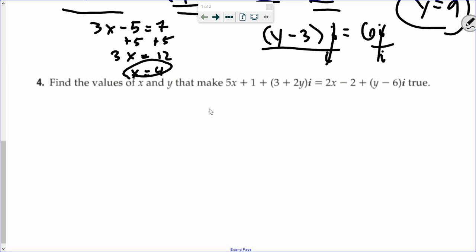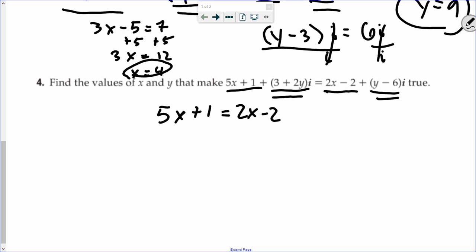Problem 4. So if you've tried this on your own, again, you're looking to set the real parts equal. The real parts are the parts that aren't being multiplied by i. So the real parts are 5x plus 1 and 2x minus 2. So you set those equal to each other to give you an equation that you can solve for x. The imaginary parts are the parts being multiplied by i. So 3 plus 2y is equal to y minus 6. And you can solve both of these equations.